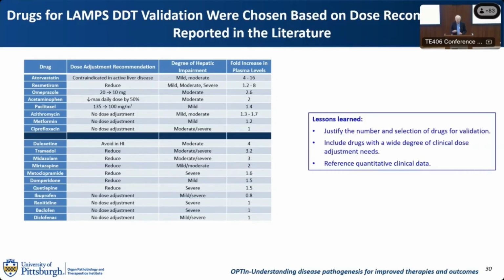And so, the lessons that we learned here when writing the QP is to justify the number and selection of the drugs for the validation, include drugs with a wide range of clinical dose adjustment needs, as well as provide reference quantitative clinical data to back up those validations.